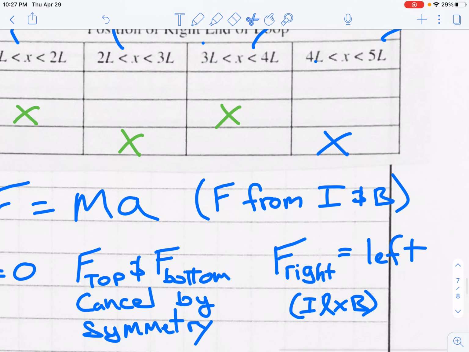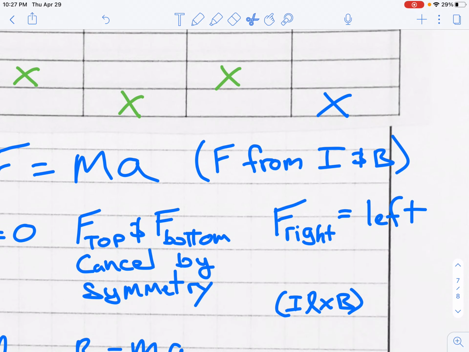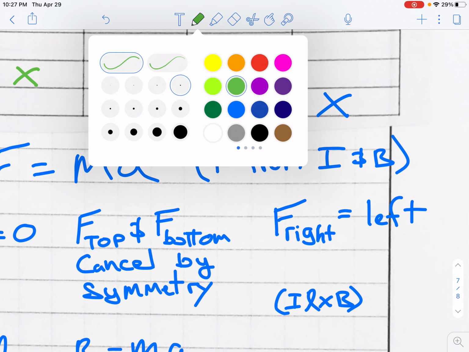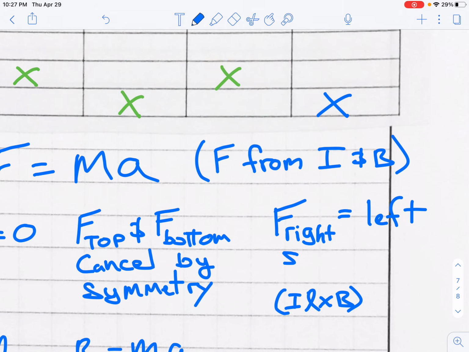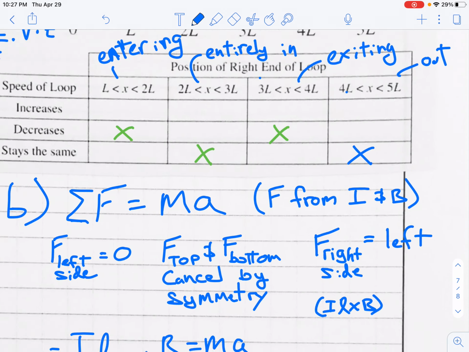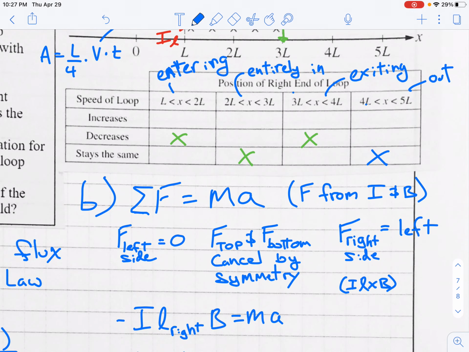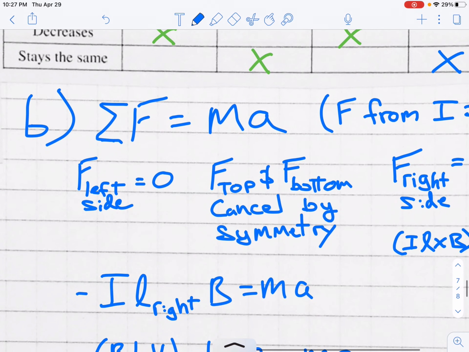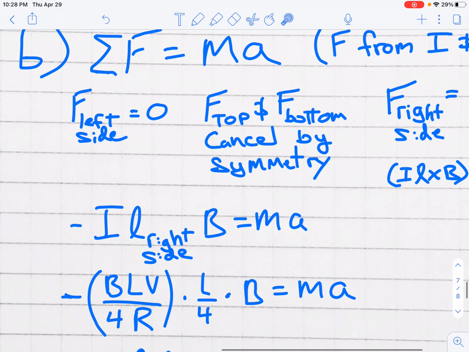In fact, if you wanted to clarify that, we could say right side, the right side of the loop. And the force points to the left on the right side of the loop. So there's only one force for sigma F, and it's to the left, which is negative. That's the length of the segment on the right side of the loop. Again, if you wanted to, you could add side, so you don't get confused, times B, and that equals mass times acceleration.